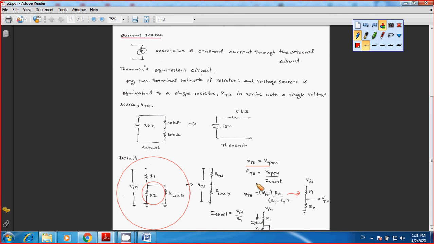Now for I short, that means you short your circuit to the ground, from the output to the ground, or your R load equals 0. So the current is going to flow this way, with no current flowing through R2. So your I short is simply equal to the input voltage, V in, divided by R1, and that corresponds to the circuit.